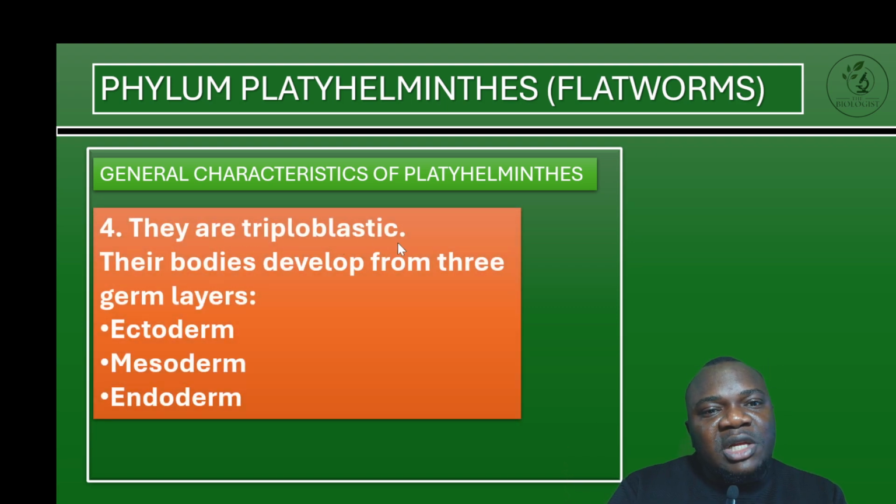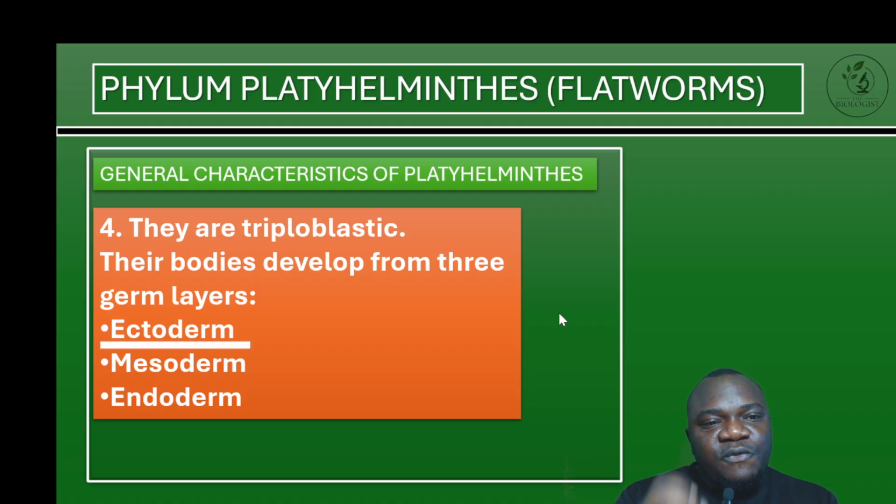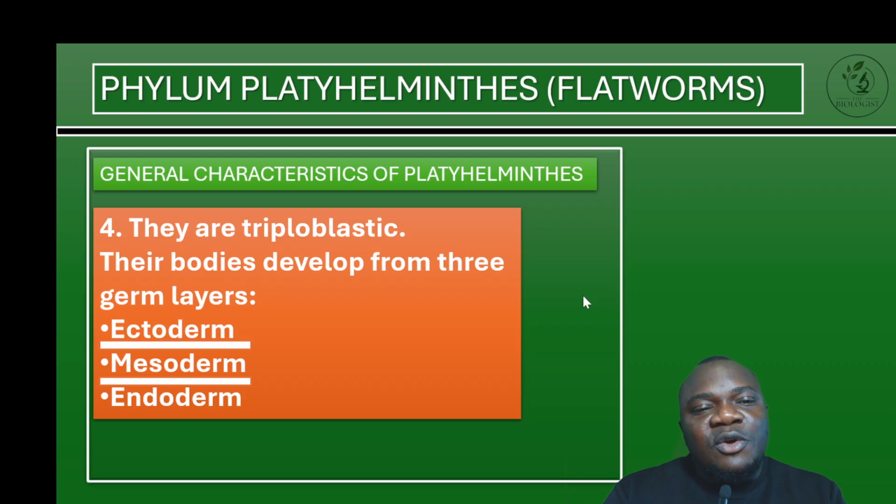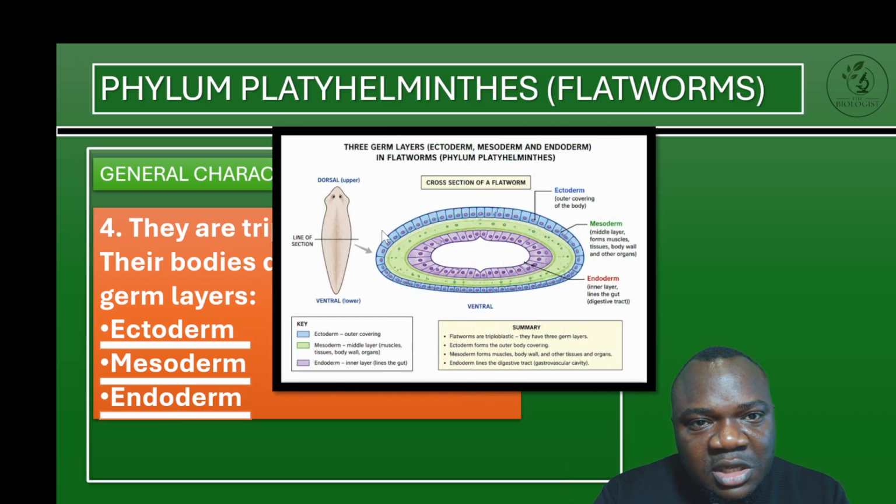And they are triploblastic, meaning their body develops into three germ layers. So the first layer is the ectoderm, the second layer is the mesoderm, while the inner layer, the third layer, is the endoderm. So this is the picture that I just explained of how the three germ layers look. You can see the ectoderm, which is the outer covering of the body. You have your mesoderm, which is the middle layer, which forms the muscle tissues, body wall and other organs. Then you have your endoderm, which is the inner layer, which lines the gut and the digestive tract.